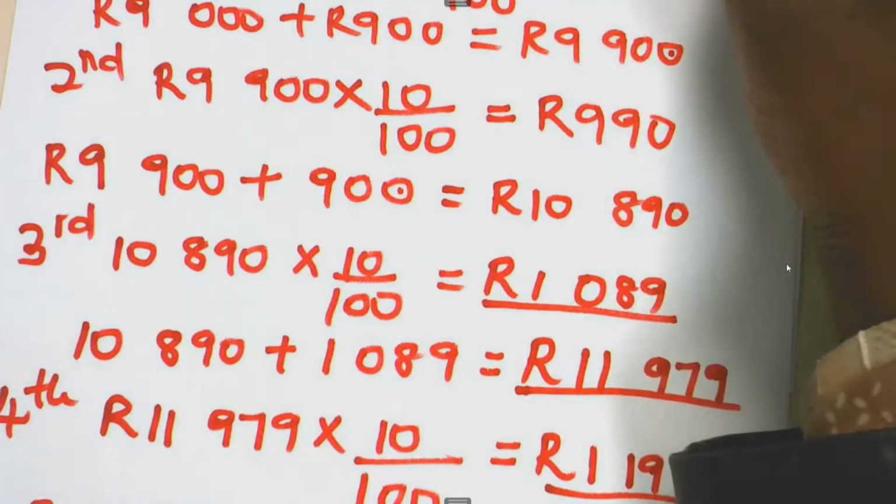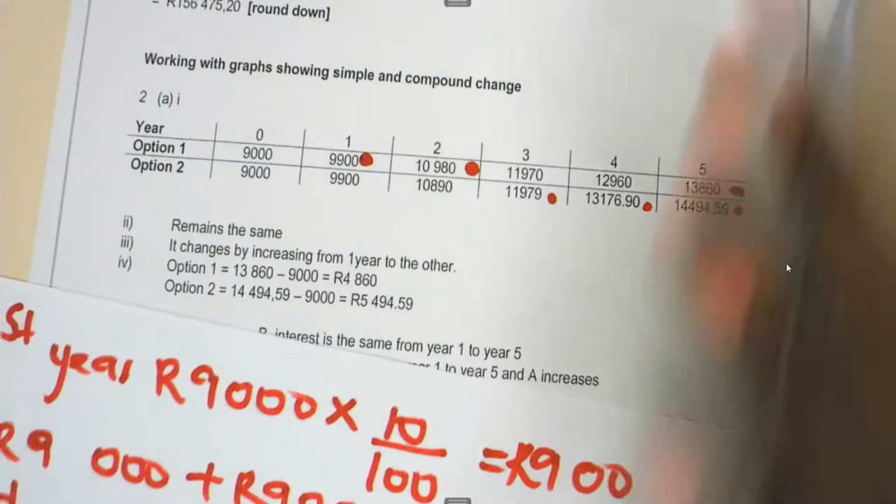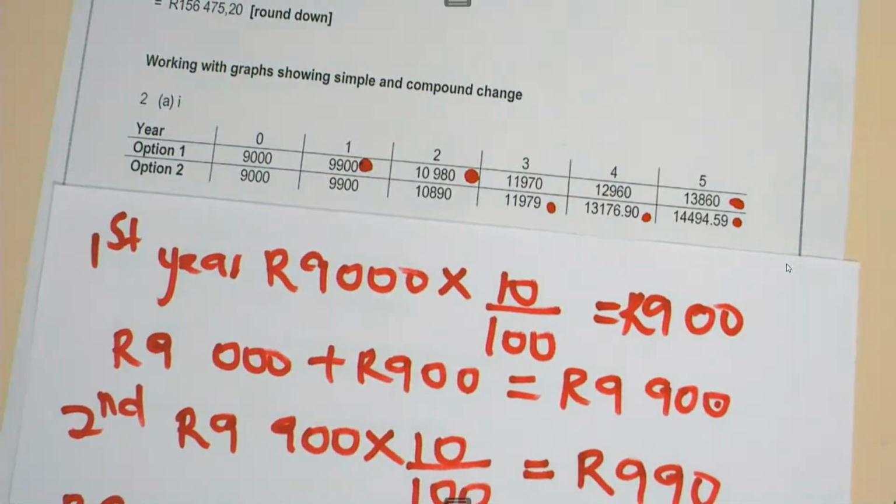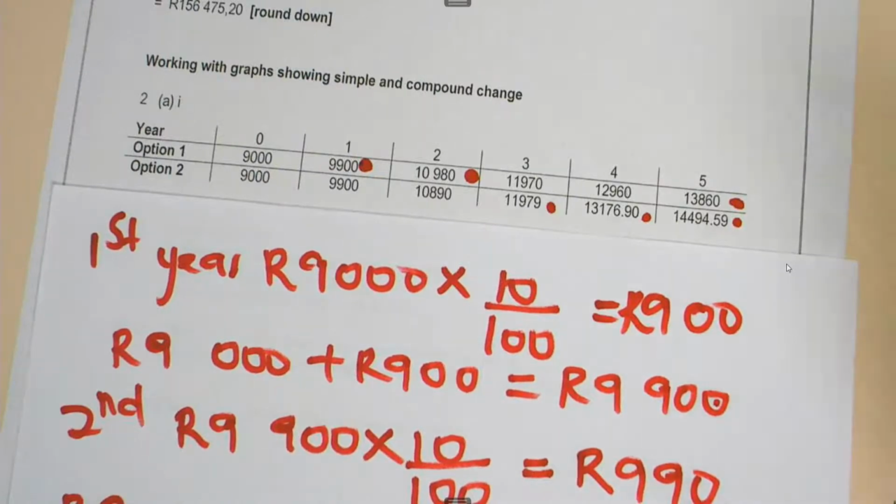And then when we go to option number 2, we have to complete year number 3, year number 4, and year number 5. So when we look at the table, you will see that on option number 2, year number 3 will be 11,979 rand, year number 4 will be 13,176 rand and 90 cents, and year number 5 will be 14,494 rand and 59 cents.